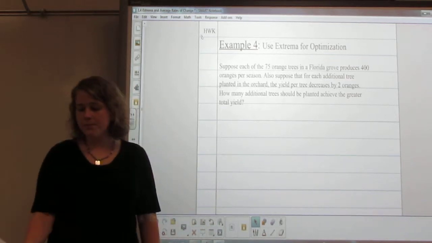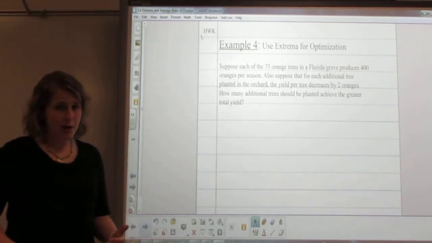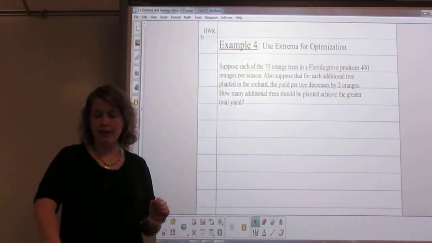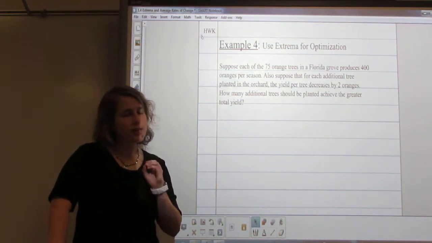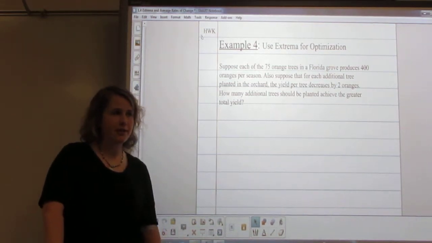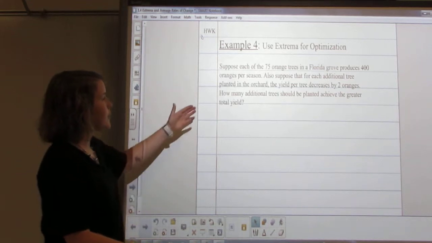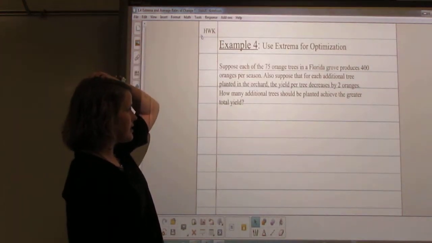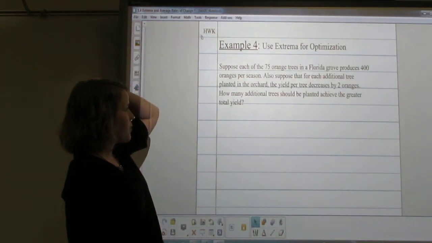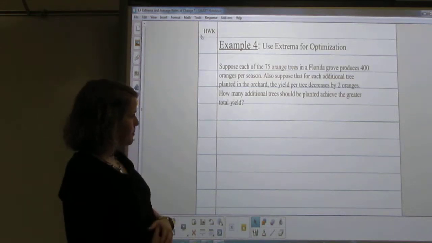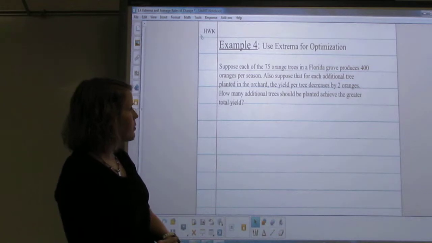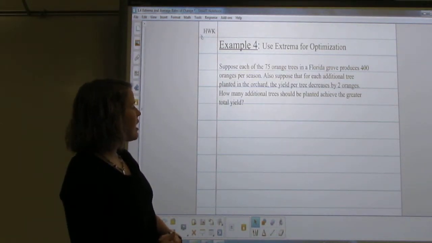For this one, it's a word problem. Not very fun, I know, but it's really not that bad when you look at the information given. All right, so let's read it together. Suppose each of the 75 orange trees in a Florida grove produces 400 oranges per season. Also suppose that for each additional tree planted in the orchard, the yield per tree decreases by 2 oranges. How many additional trees should be planted to achieve the greater total yield?